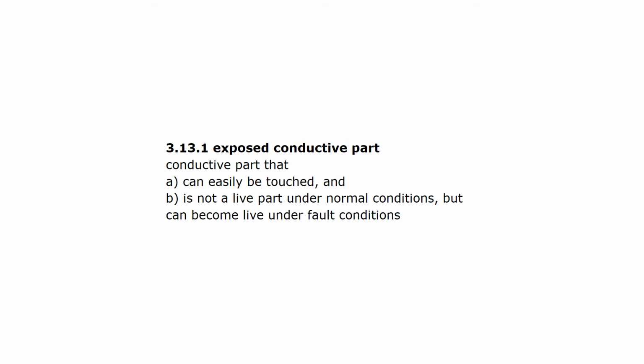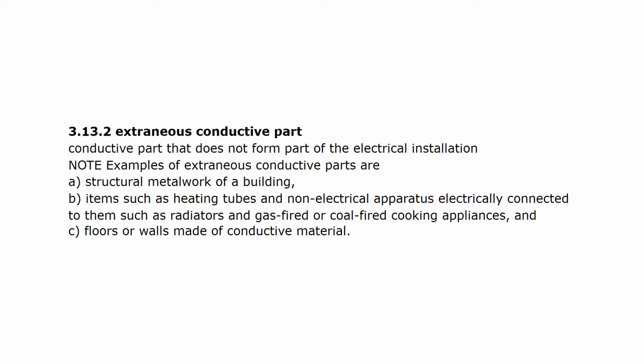Conductive part. Exposed conductive part: conductive part that can easily be touched and is not a live part under normal conditions but can become live under fault conditions. Extraneous conductive part: conductive part that does not form part of the electrical installation. Note: examples of extraneous conductive parts are structural metalwork of a building, items such as heating tubes and non-electrical apparatus electrically connected to them, such as radiators and gas-fired or coal-fired cooking appliances, and floors or walls made of conductive material.